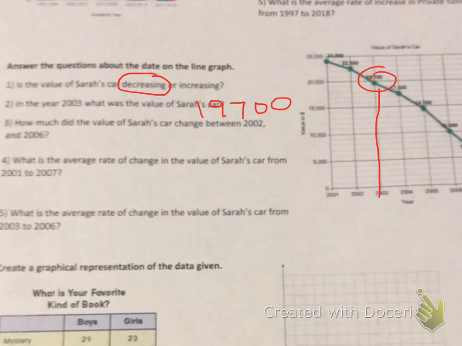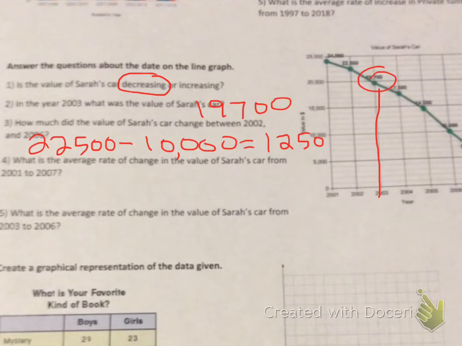Number 3 says, how much did the value of Sarah's car change between 2002 and 2006? So you're going to go over onto your chart and look at the value of the car for 2006, which is $10,000. You're going to look at the value of the car in 2002, which is $22,500. And we're just going to subtract those two numbers to find the value that her car changed in that amount of time. And when we do that, we get $12,500 as the difference.